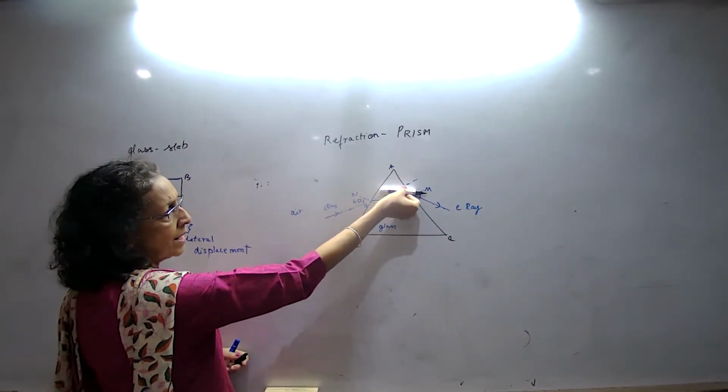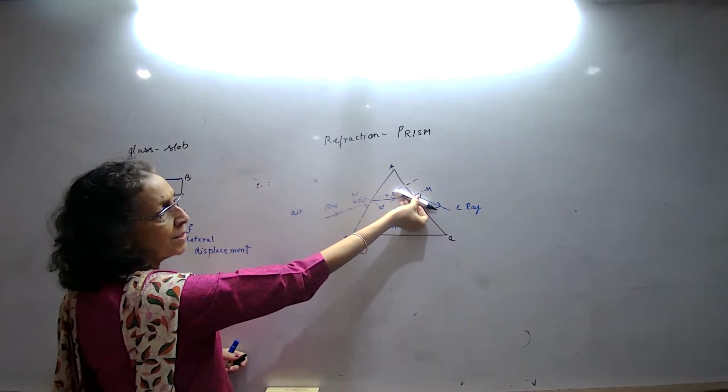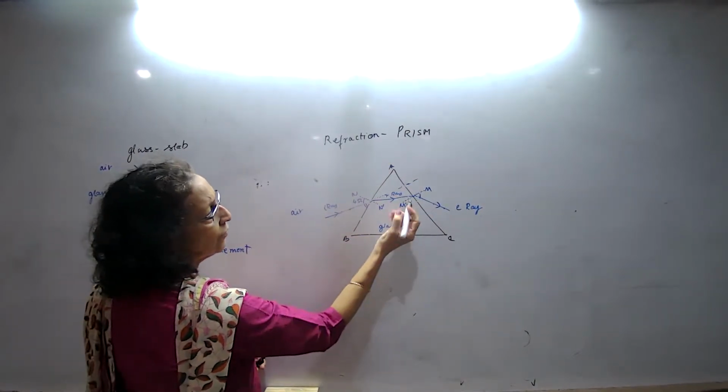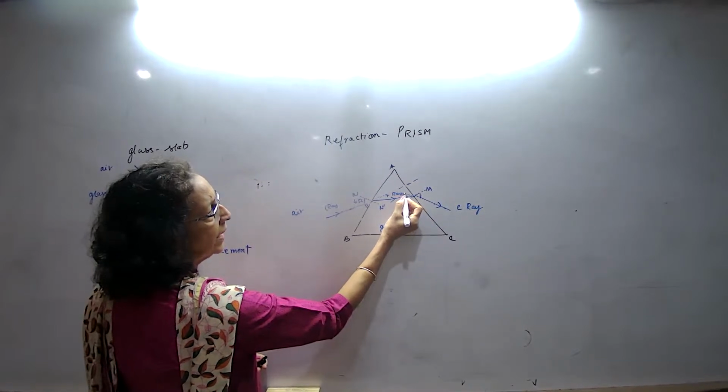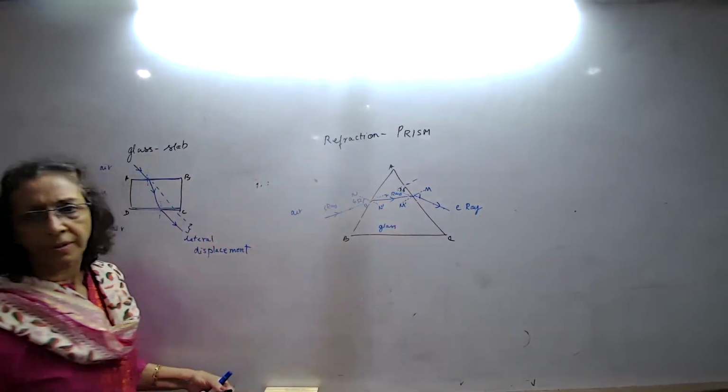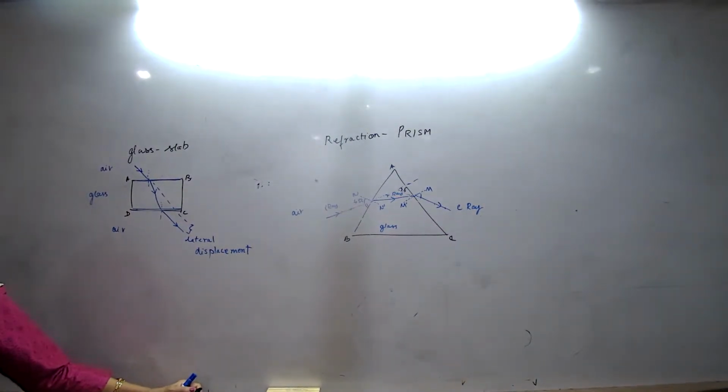Now what has happened? It has taken a turn. There has been a deviation and that ray is coming down here. So if I extend this ray behind, this is the angle of deviation. Do you understand? Is it clear?